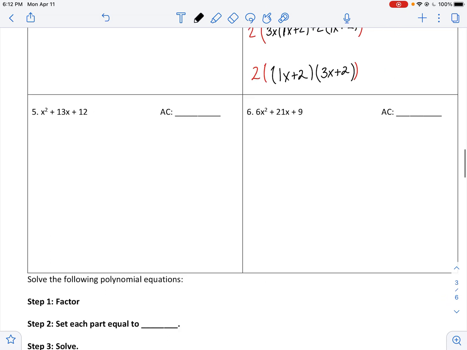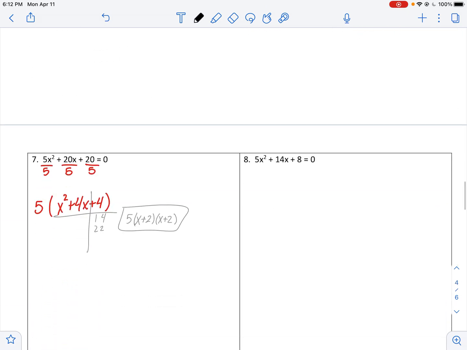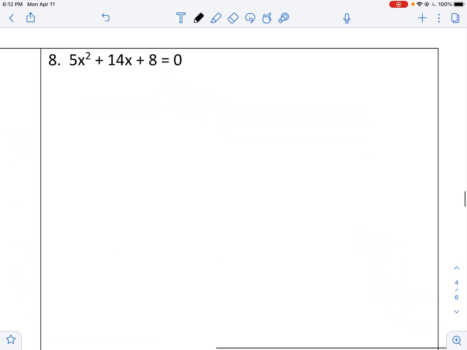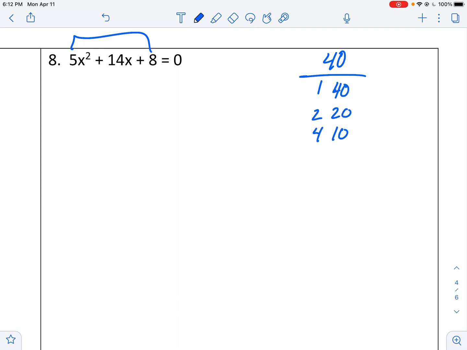Let's try one more. Let's try one that doesn't have a GCF. Let's try this one. So you've got to do 5 and 8, 40. Numbers that multiply to 40, add to 14, 5 and 8. Why don't you pause the video, factor this one, and then unpause to check your work.